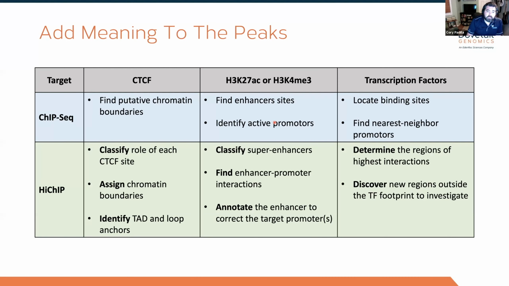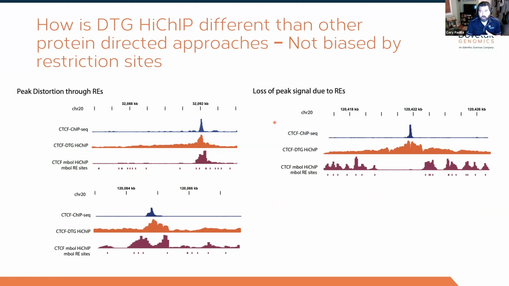And so before I pass it off to Miriam, one of the questions that comes up quite a bit in our conversations is, how is what we do at Dovetail different than other approaches? Well, the big punchline here is that we don't use restriction enzymes to fragment the chromatin. We use MNase. And this actually leads to a more direct interrogation of the chromatin.